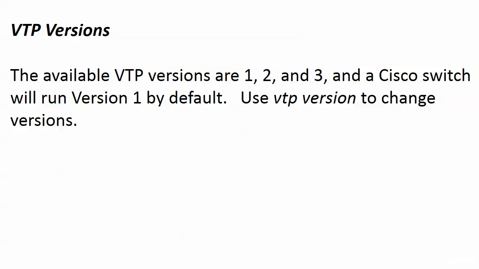A few words about the VTP versions, and we're going to go back and work with that password a little bit too. But with the versions, the available versions are 1, 2, and 3, and a Cisco switch will run version 1 by default. Use VTP version to change versions.